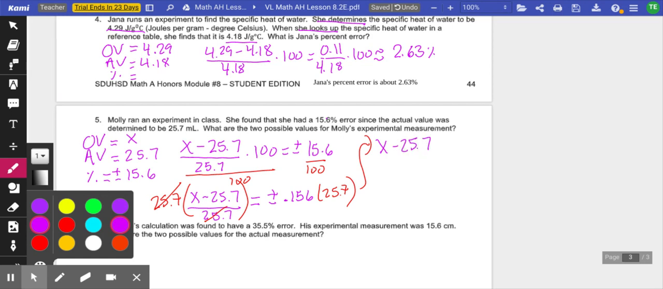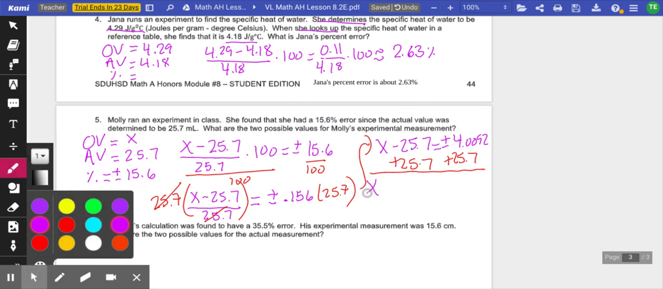On the right side, I actually have to sit there and multiply. So 0.156 times 25.7. Don't forget the plus or minus. I get plus or minus 4.0092. Then I still want to solve. So to get x alone, I have to add 25.7 to both sides. But now I have to do it 2 different ways because one time I'm treating the 4 as a positive and one time I'm treating the 4 as a negative.